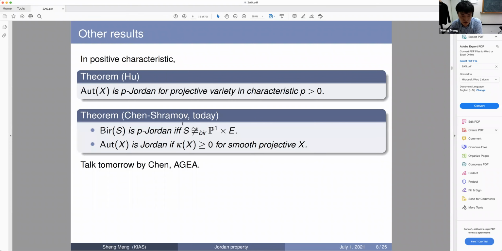And it is a coincidence that today on arXiv we noticed there is a new preprint by Yifei Chen and Shramov. They show that in positive characteristics, the birational automorphism group of a surface S has the p-Jordan property if and only if S is not birational to P1 cross D. This is something like the characteristic 0 case. And they prove that in higher dimension, if the Kodaira dimension is non-negative and X is smooth projective, then the automorphism group is Jordan. Here it is the Jordan property, not only p-Jordan. And it will be talked about by Chen in tomorrow's seminar of AGEA.